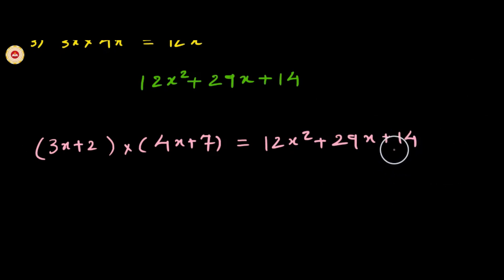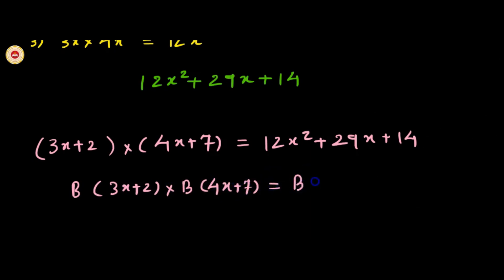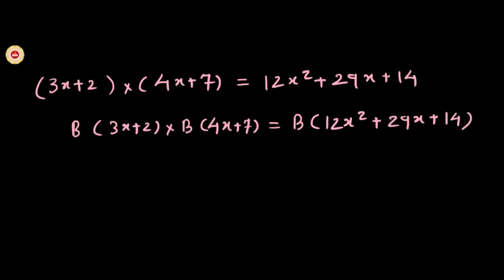Okay, now friends, let us calculate the Bijanka of these two sides. Bijanka of 3x plus 2 multiplied by Bijanka of 4x plus 7 should be equal to the Bijanka of this side, if this answer is correct. Bijanka of 12x squared plus 29x plus 14, right? So let us calculate Bijanka.